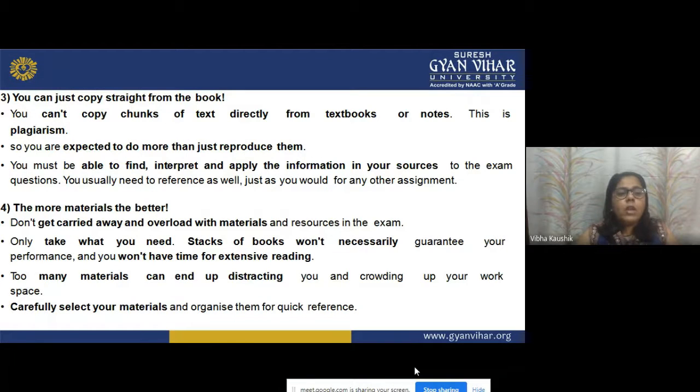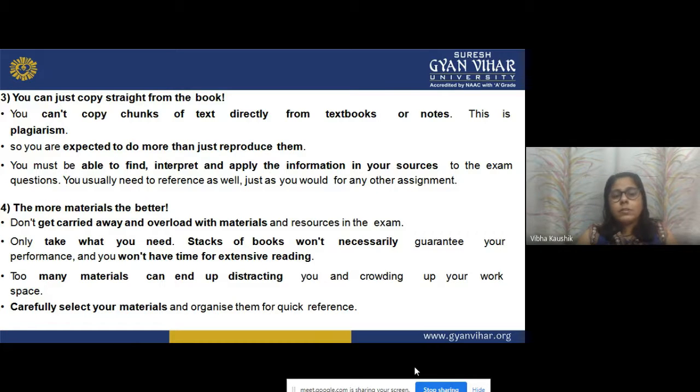Now, the third one, you can't just copy straight from the book, because the question papers that are designed for open books are focused on the critical and analytic thinking of the learners. So, it is not only that you copy the information from the textbook to your answer sheets. You cannot copy chunks of text directly from the textbooks or notes.